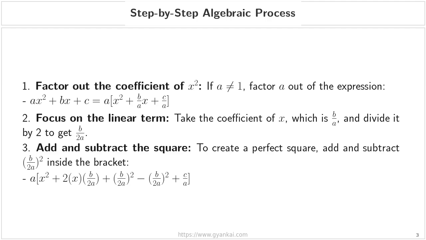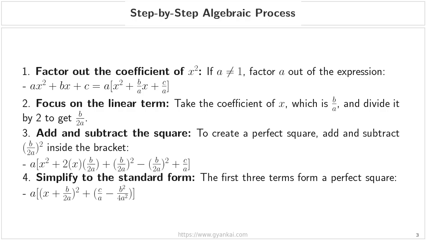But this is deliberate, because it allows us to create a perfect square trinomial without changing the overall value of the expression. Step 4, simplify to the standard form. If you look closely, the first 3 terms inside the brackets, x squared plus 2 times x times b over 2a plus b over 2a squared, form a perfect square trinomial. They can be factored into x plus b over 2a all squared. So we can rewrite the expression as a multiplied by x plus b over 2a squared plus c over a minus b over 2a squared. And that's it. We've successfully completed the square.